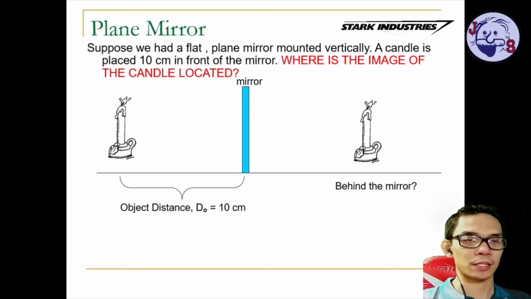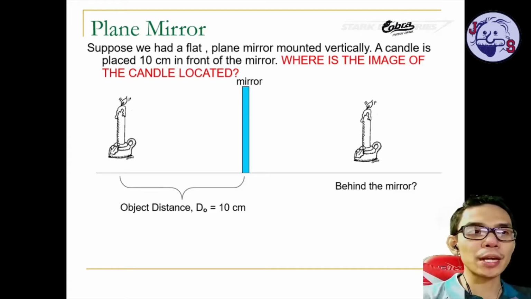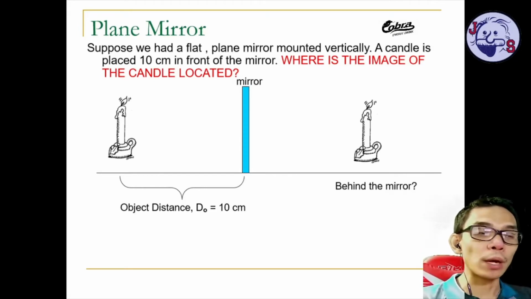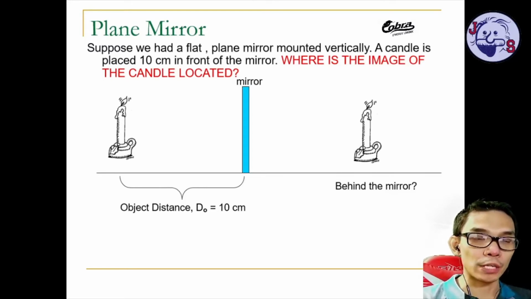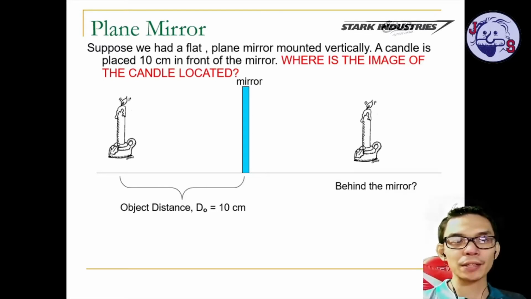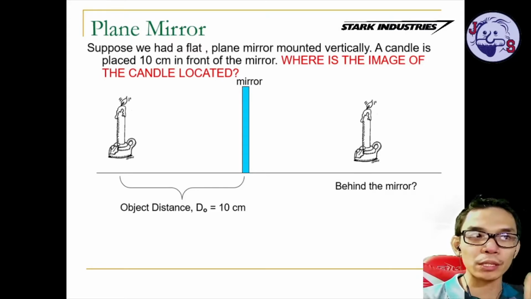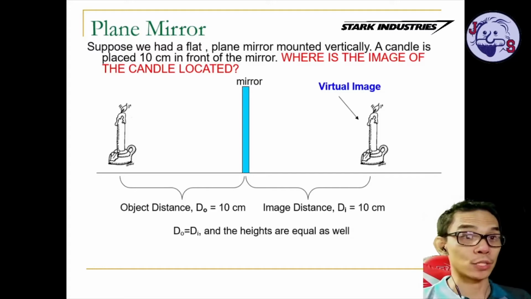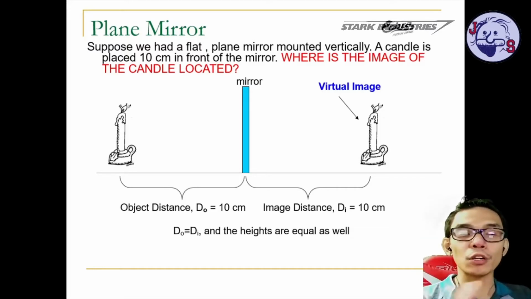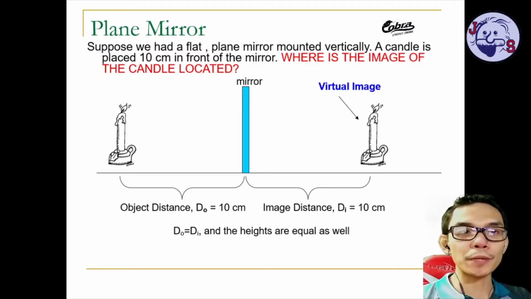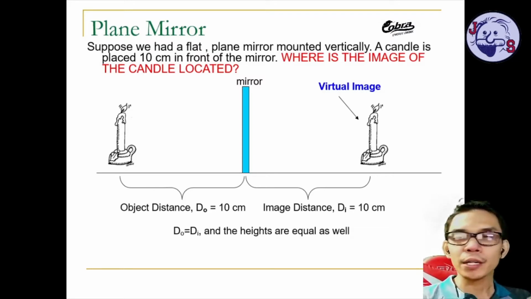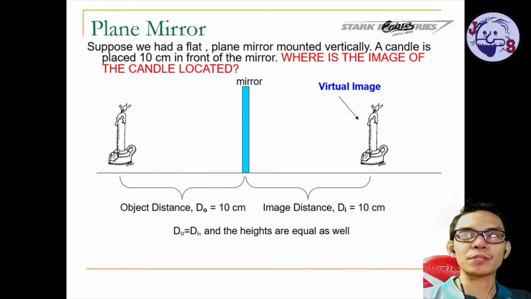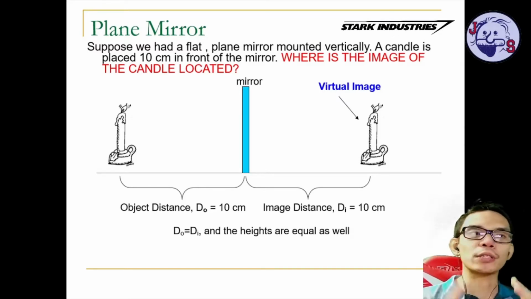Now, how about the distance? If the distance of the object in front of the mirror is 10 cm, what is the distance of the image? As we agreed in our previous lesson, the distance of the object is equal to the distance of the image in a plane mirror, so it should be 10 cm as well. Not only the distance but also the height of the object. If the height of the object in front of the plane mirror is 5 cm, the image produced by the plane mirror is also 5 centimeters. It is the same. So that is the plane mirror.